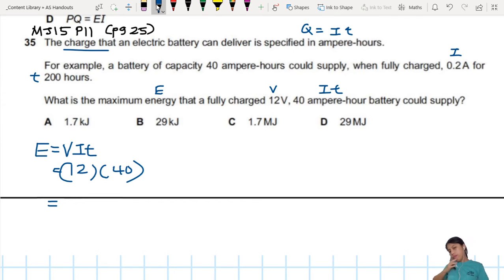You realize that something's not quite right, but it looks correct. Oh, what is missing? You need to check the units. Bro, this energy is in joules, so all this has got to be in SI units. So this 12 is in volts. This 40, what's the unit of this thing? Ampere hour, all right, so it's AH.